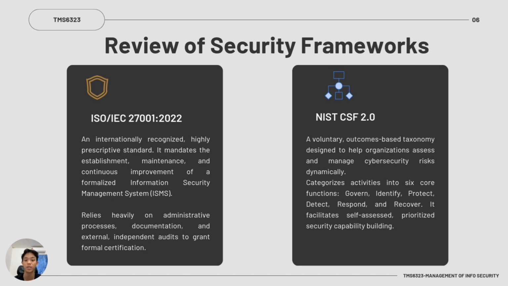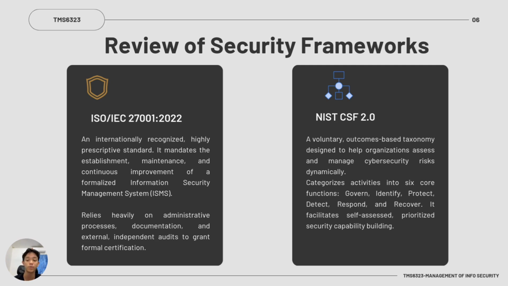I'll be walking you through a critical review of two major frameworks and evaluating how they stack up for this specific organization's constraints. To address the retailer's challenges, we evaluated two distinct security frameworks. First will be the ISO IEC 27001. This is a highly prescriptive, internationally recognized standard. Its primary focus is building and maintaining a formal information security management system. It relies heavily on strict administrative processes and documentation, and culminates in an external audit for formal certification.